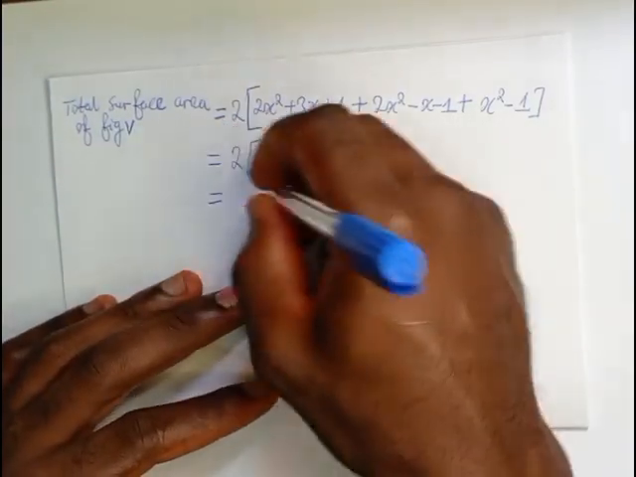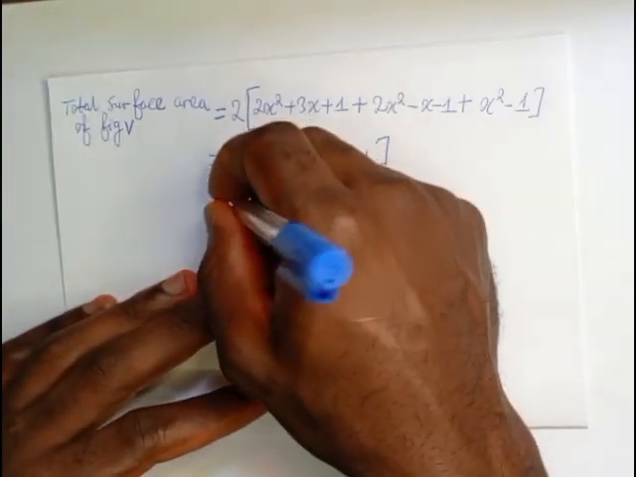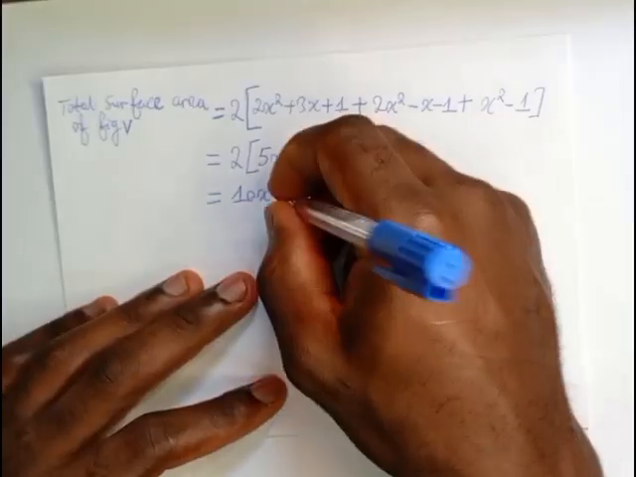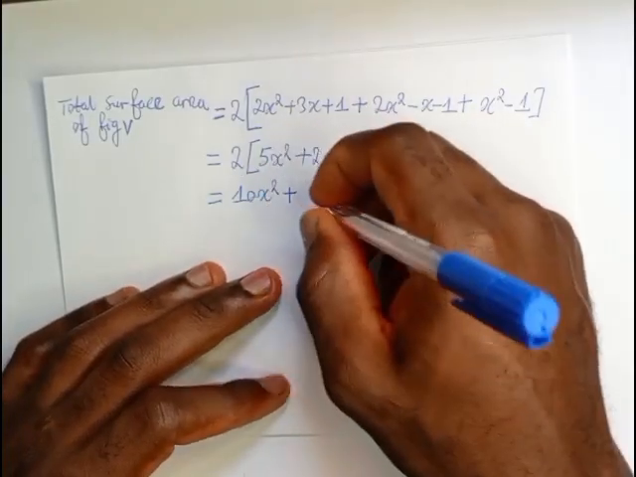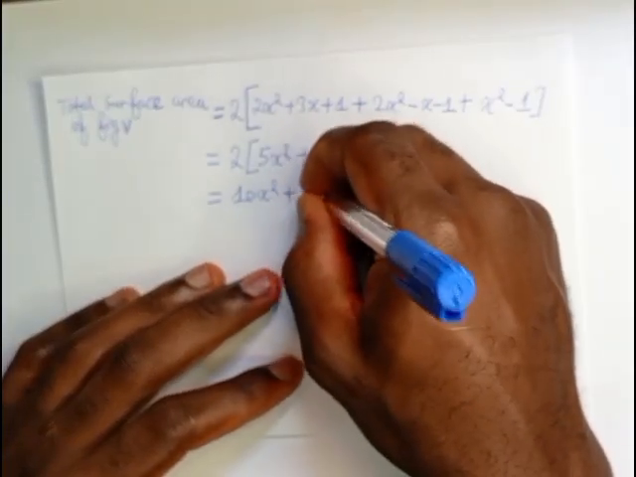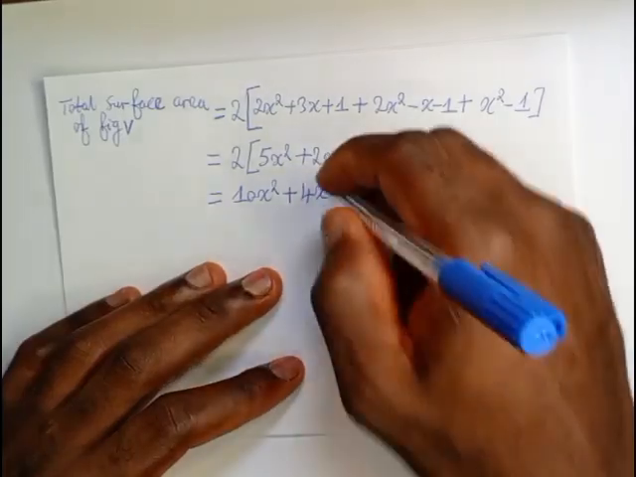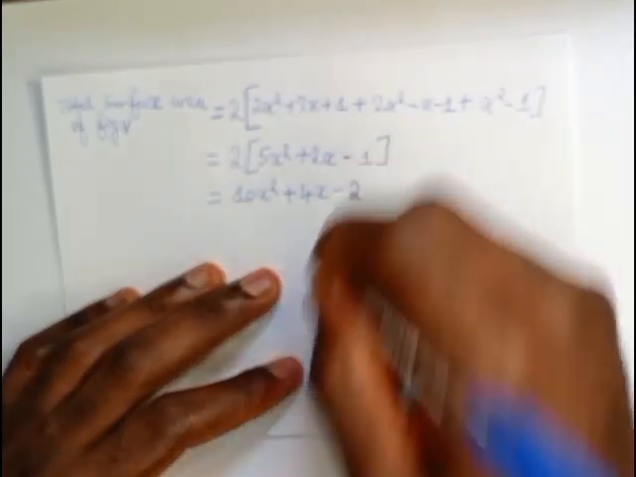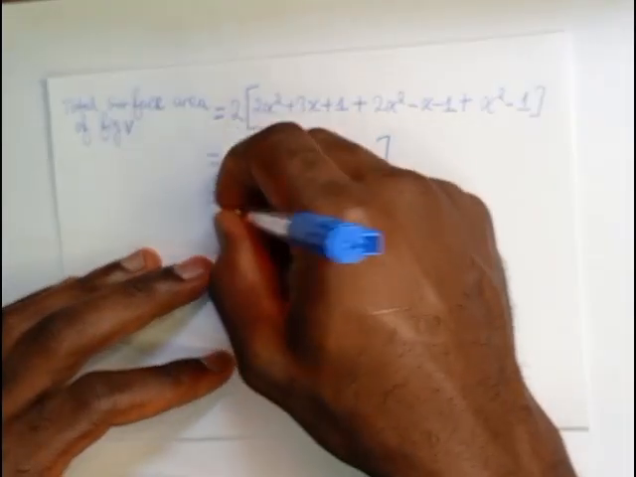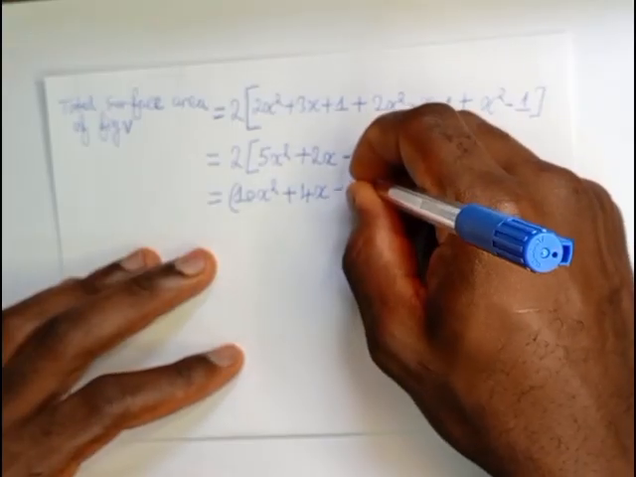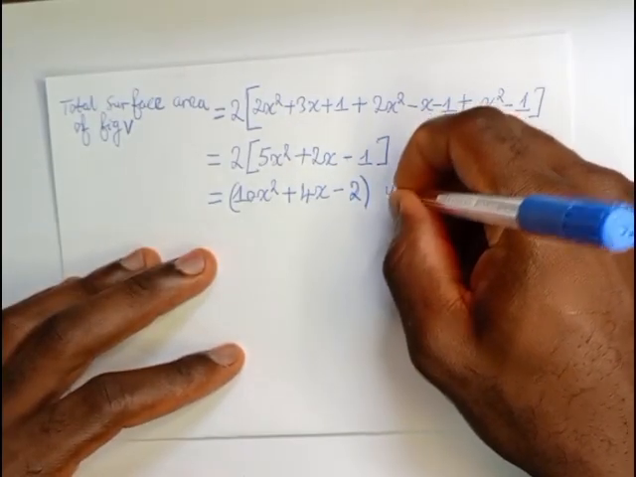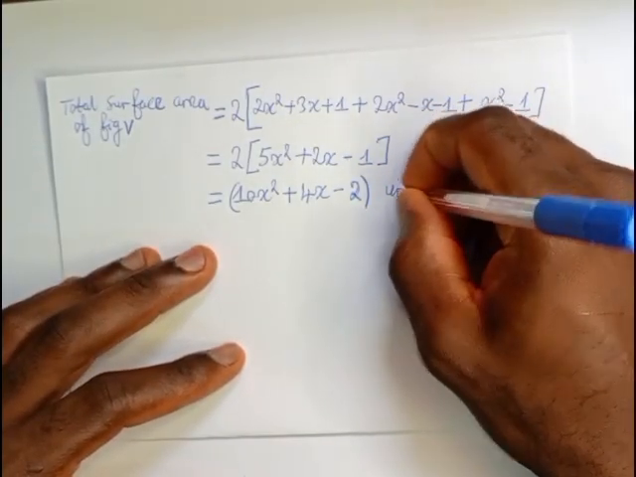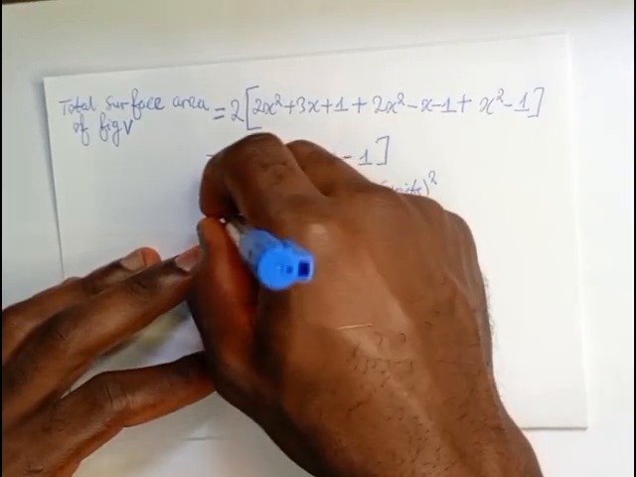Expanding this will give us 2 times 5x squared gives us 10x squared, plus 2 times 2x gives 4x. 2 times negative 1 gives negative 2. So this will be the surface area. We can write units squared in bracket.